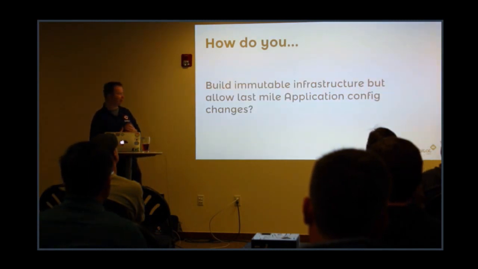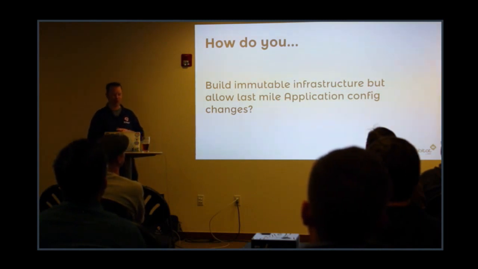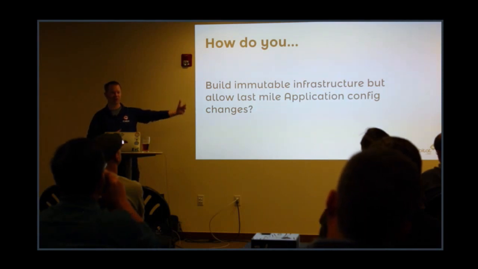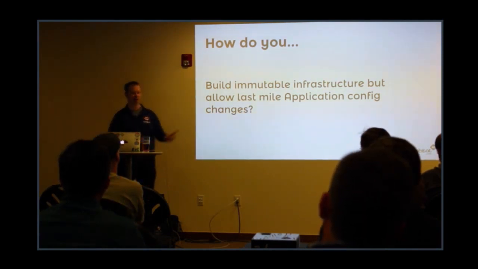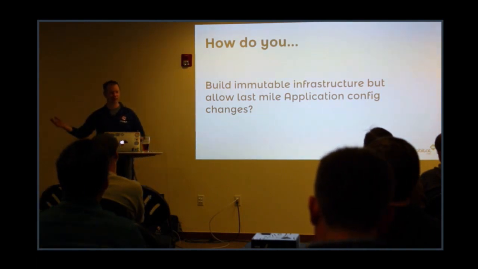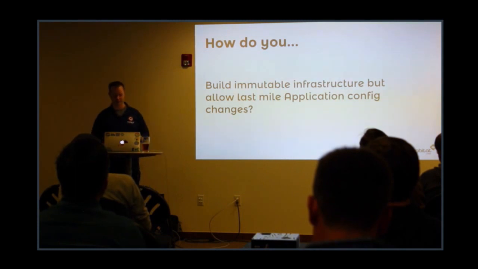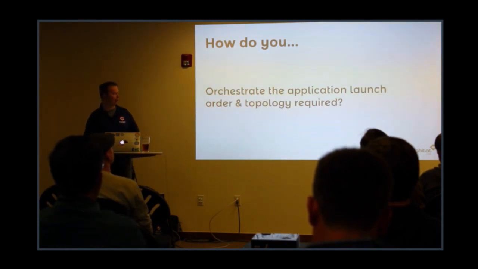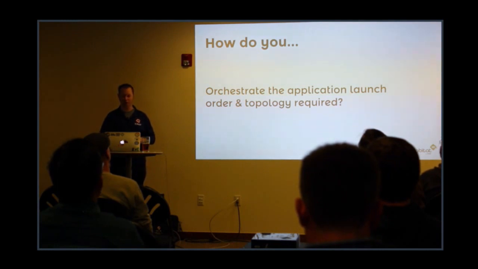And we need to have immutable infrastructure. But how do we build that immutable infrastructure that allows for application config changes? Right? Once it's running, how do we change the configuration? Oh, well, you just build a new Docker container because it's really fast, and then you deploy that. Well, now you've got an old image and a new image, and are you running the right one? How do we orchestrate the application launch order and the topology required? You've got 14 microservices right now, Bob, and you've got 14 people coming to tell you that they're not talking together when they go into production.